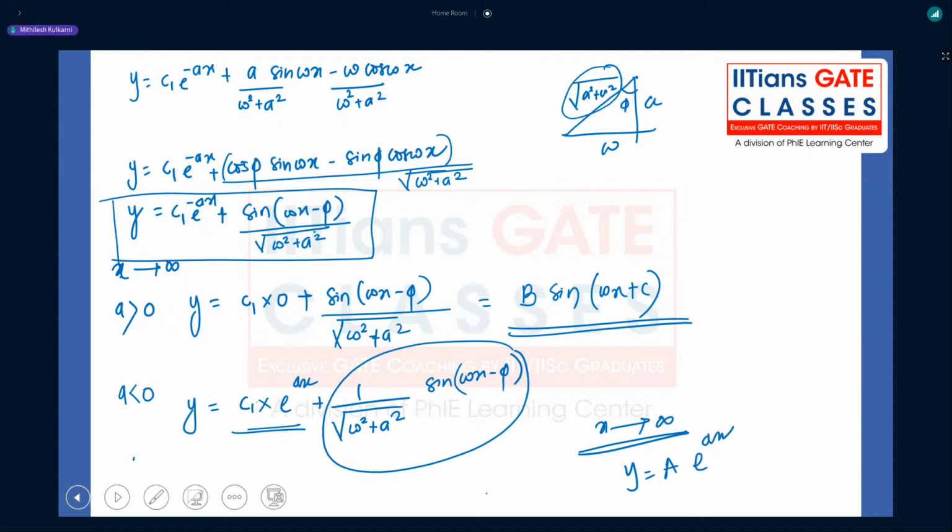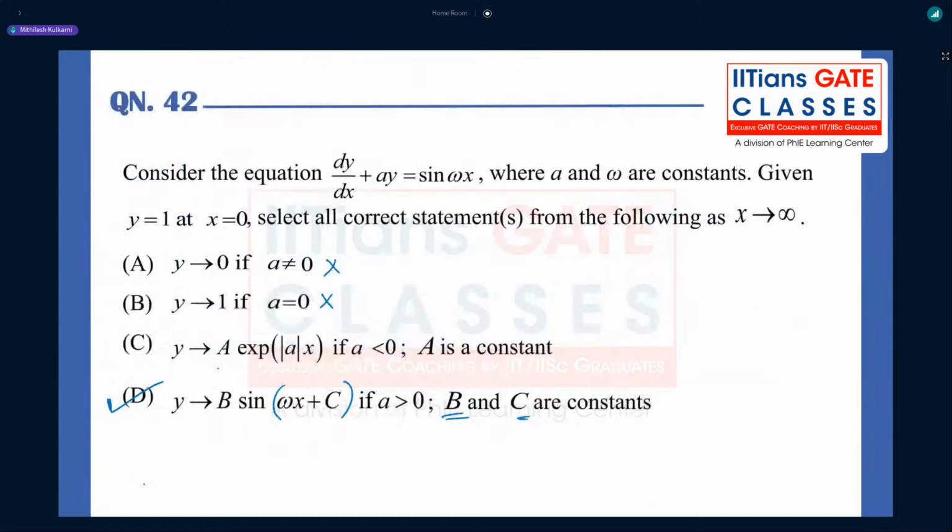Let's look into the options. Yeah, so it is a e to the power ax. Because a is negative, and we already have minus a there, minus minus will become plus. So this looks like the correct answer. So option C is also correct in this case. Hence you should have chosen options C and D here. Any doubts? If no doubts, we'll proceed further.